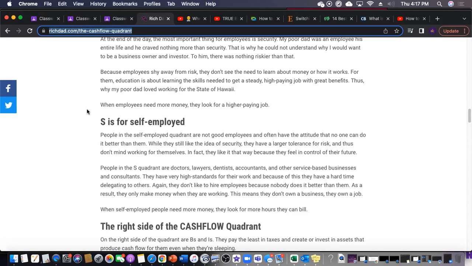Self-employed individuals do like the idea of security, but they have a higher tolerance of risk, because the self-employed quadrant is the riskiest quadrant on the left side of the cash flow quadrant. They don't mind working for themselves and working however many hours it takes to make themselves successful. People in the S quadrant, according to Robert Kiyosaki, are doctors, lawyers, dentists, accountants, other service-based businesses and consultants. They have very high standards for their work, and a very hard time delegating that work to other people.